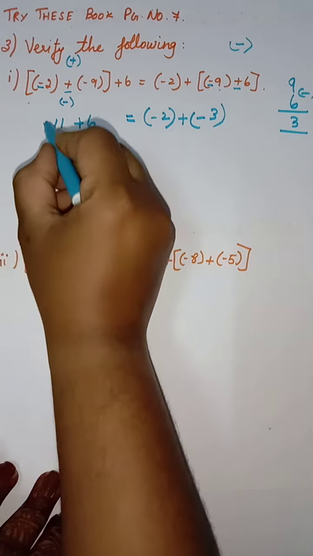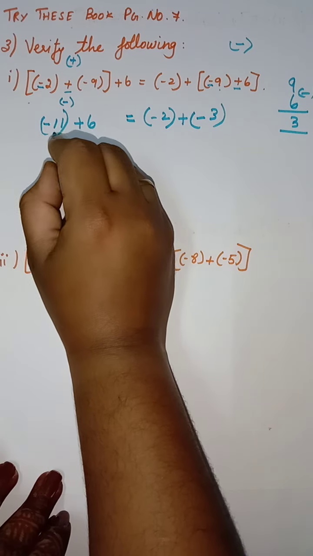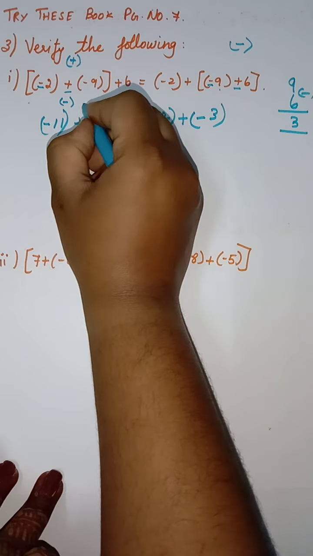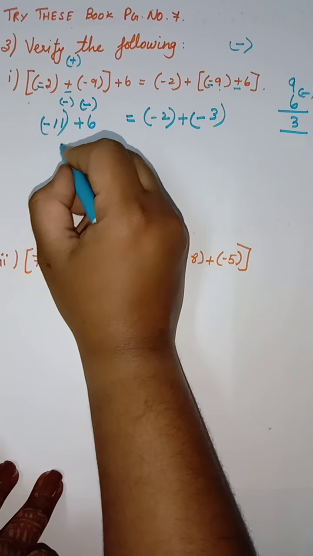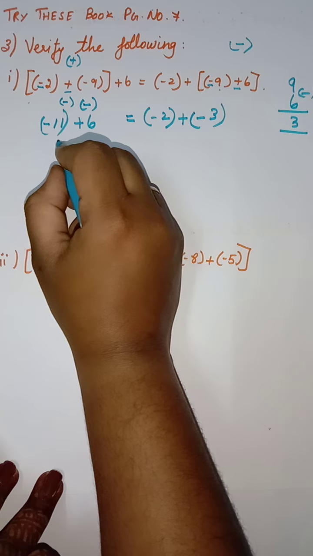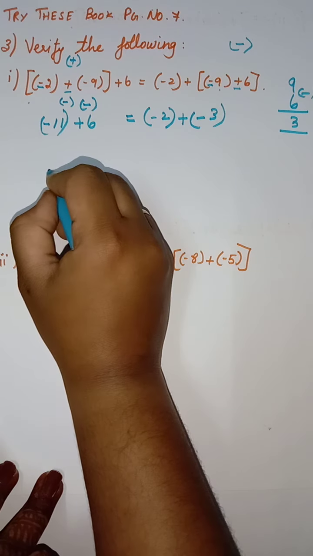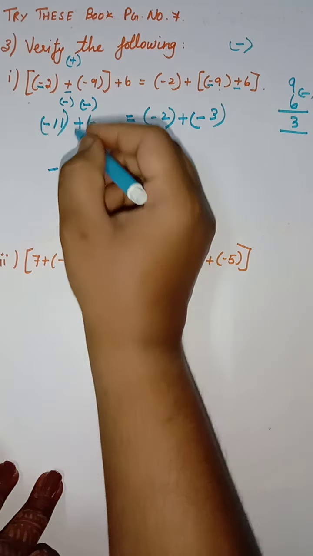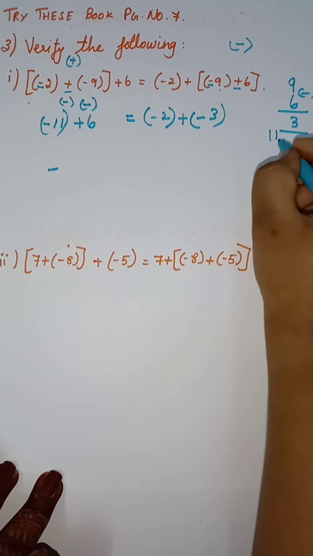Now this side. Here minus, here plus. Minus into plus, if they differ we have to subtract. Then we check the biggest number's symbol. It is minus, so we write minus. Then we have to subtract 11, 6.